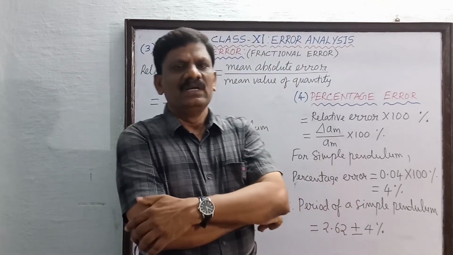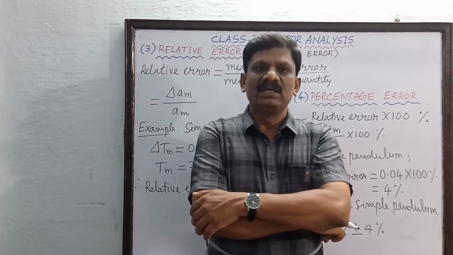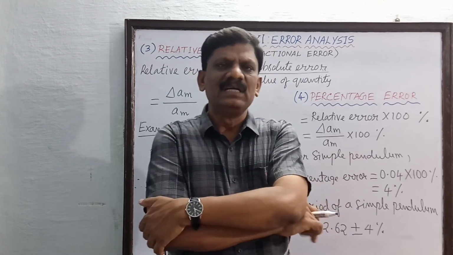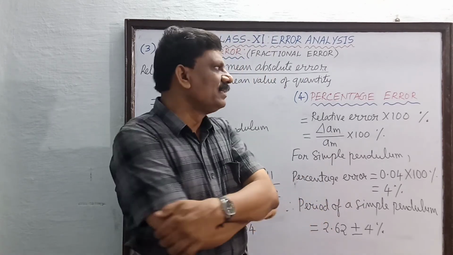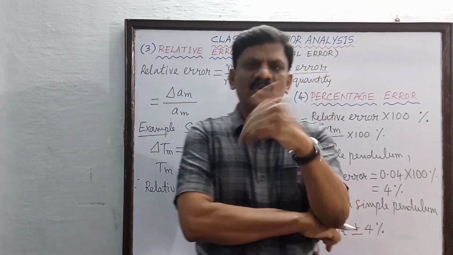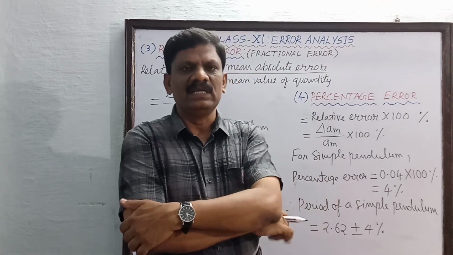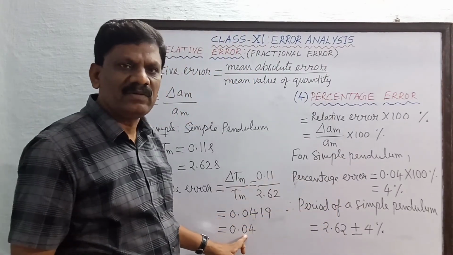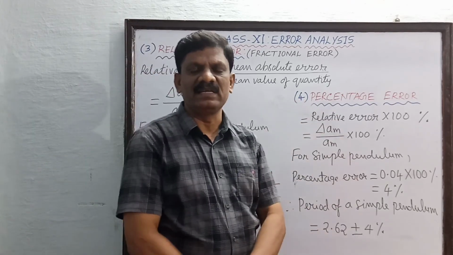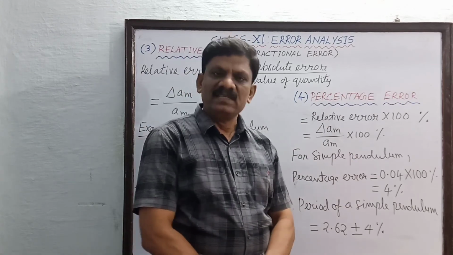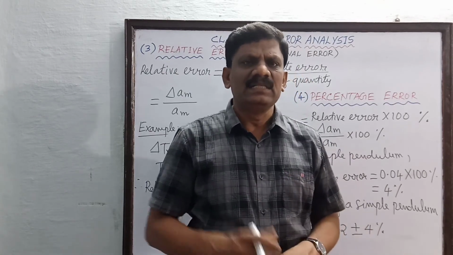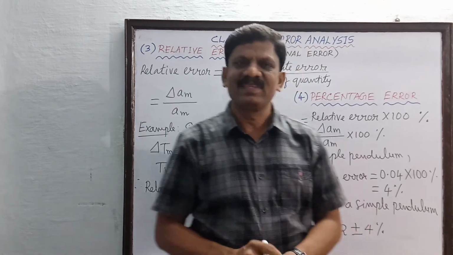Then we explained mean absolute error. While calculating mean absolute error, only the modulus or magnitude of the errors is considered. The third type of error is the relative error, which is the ratio of the mean absolute error to the mean value of the physical quantity. It is also called fractional error, because it will come in fractions. If you multiply this by 100, what you get is the fourth type of error, the percentage error. This is what is called error analysis. So for different examples you have to take the calculation and learn it thoroughly. Okay, fine, best wishes.